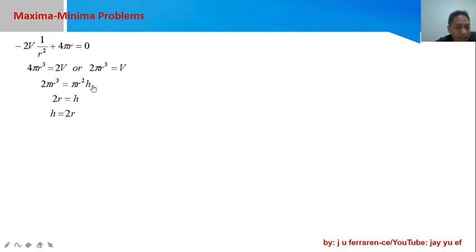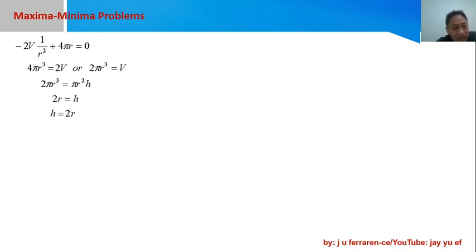Okay, now, simplifying further, I know that my v can be equal to pi r squared h. Now, to obtain more relationships between r and h, r squared is part of this, so I can reduce. My pi is totally removed. So, what is left is 2r equal to h, or h is equal to 2r.